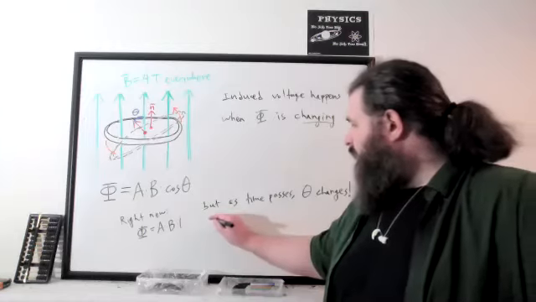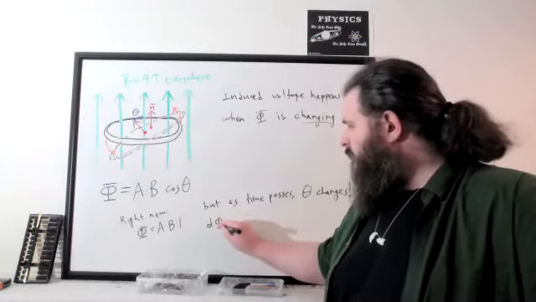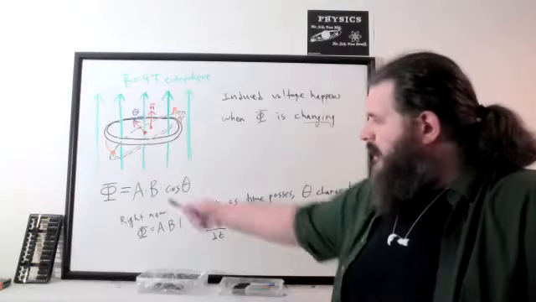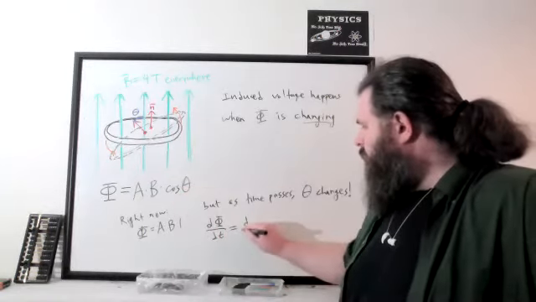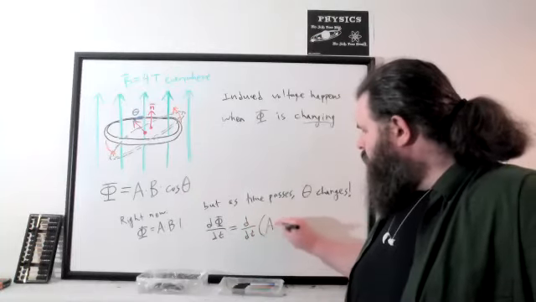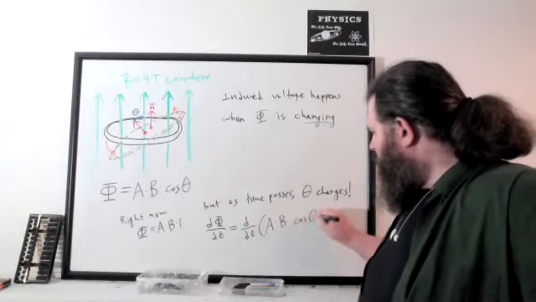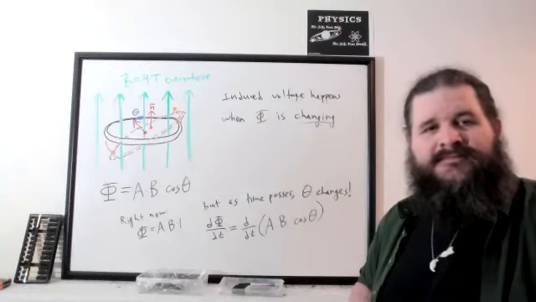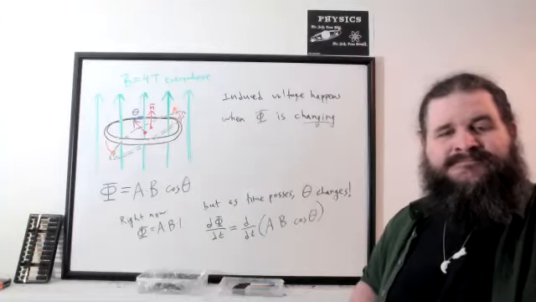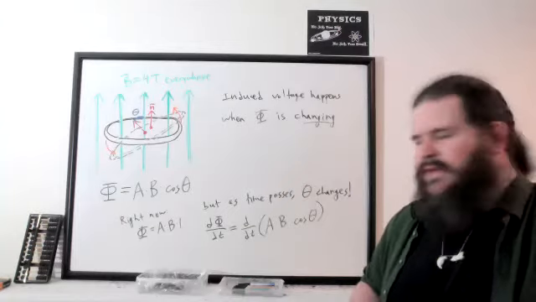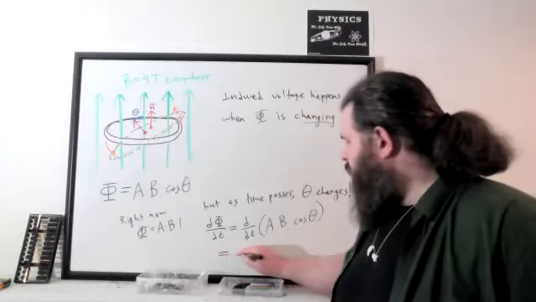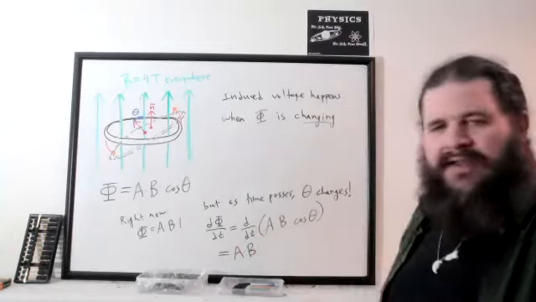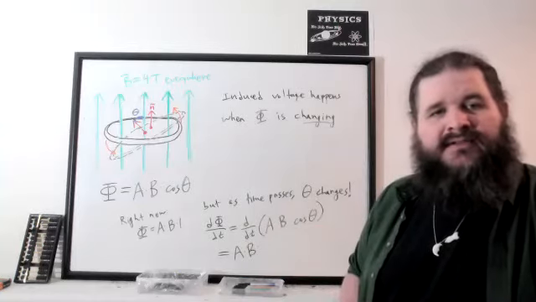We can calculate the derivative of flux. Again, if we take the derivative of this formula, what counts as constants in this situation? Yeah, A and B are both constants, so we can pull those out of the derivative. And we're left with the derivative of cosine. Anyone remember what the derivative of cosine is?